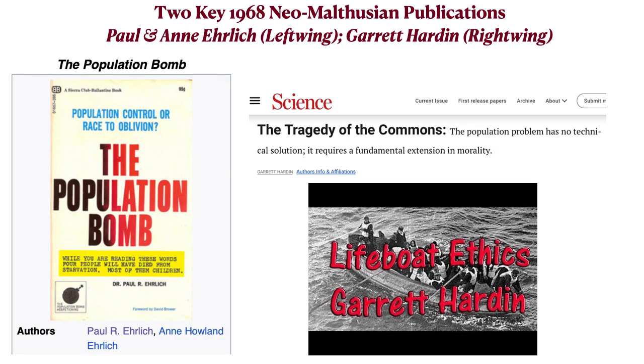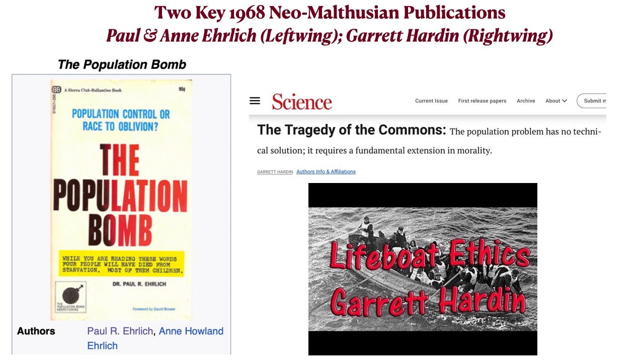There were a number of important books and articles published at this time, but I'll mention two key 1968 Neo-Malthusian publications. One more from the left, that would be Paul and Ann Ehrlich's The Population Bomb, and the other, Garrett Hardin's more right-wing viewpoint, The Tragedy of the Commons.